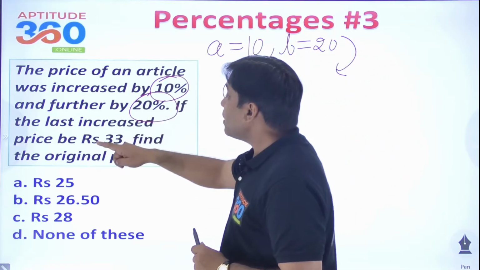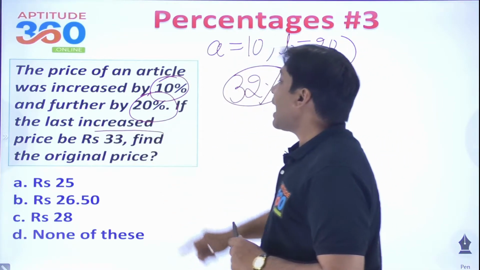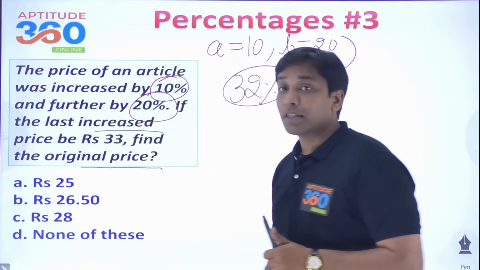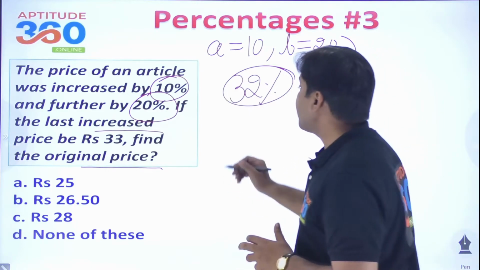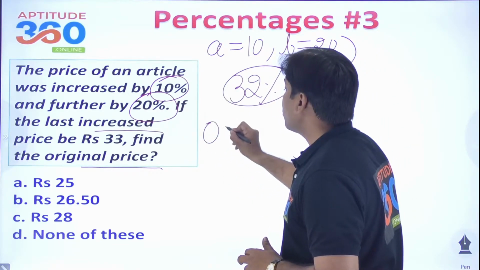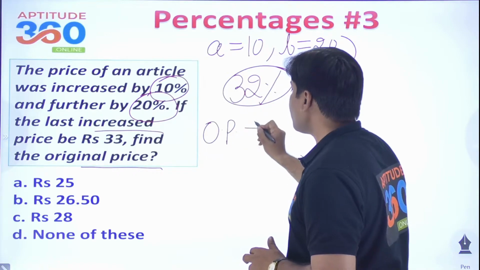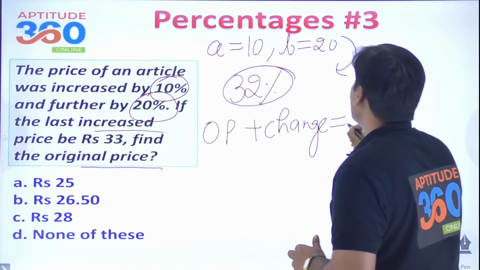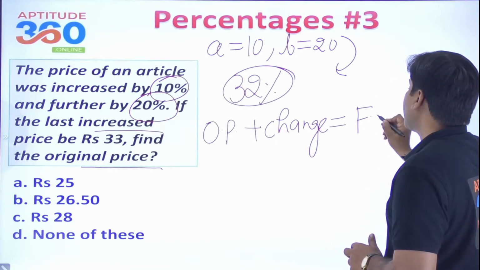Now, what is the problem asking? If the last increased price is 33, what was the original price? Now, this is something that you should be solving. What I mean is, original price plus change, that should get you the final price.